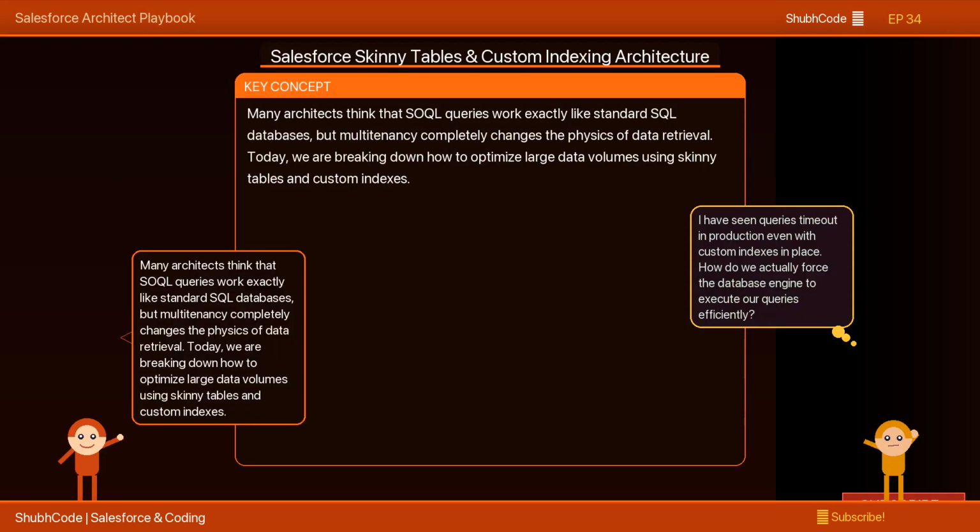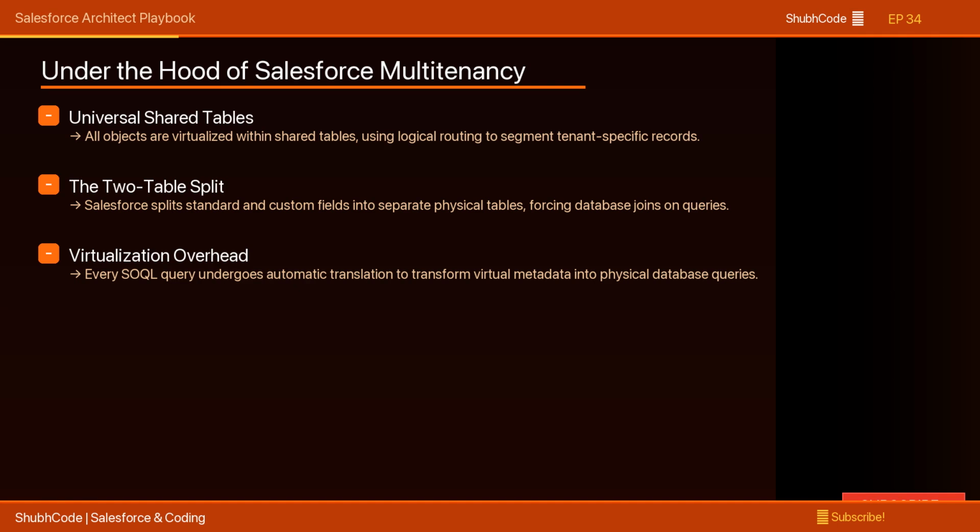Let me explain this simply. Many architects think that SOQL queries work exactly like standard SQL databases, but multitenancy completely changes the physics of data retrieval. Today, we are breaking down how to optimize large data volumes using skinny tables and custom indexes. I have seen queries time out in production even with custom indexes in place. How do we actually force the database engine to execute our queries efficiently? Let us look at how Salesforce actually stores your data under the hood.